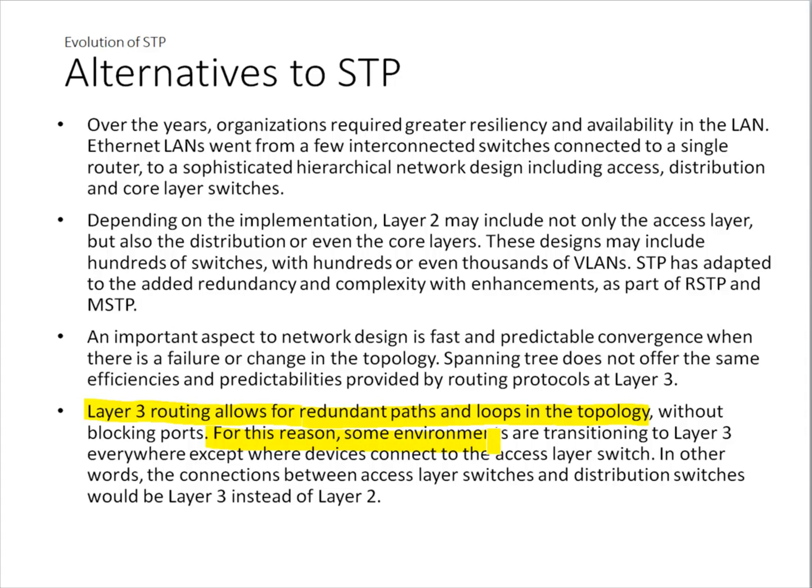For this reason, some environments are transitioning to layer 3. That means the connection between the access layer switches and the distribution layer switches would be layer 3 instead of layer 2. So they are moving from layer 2 to layer 3. It's not a big concept, because they are giving it theoretically. So try to understand: layer 2 concepts are moving to layer 3 concepts, but in layer 3 the loops are allowed.